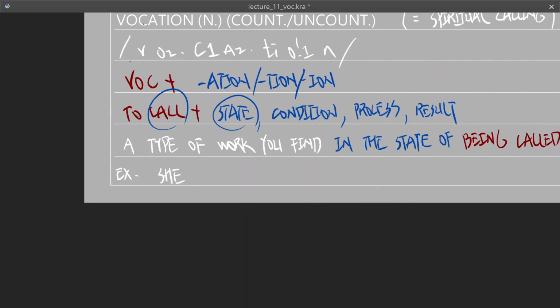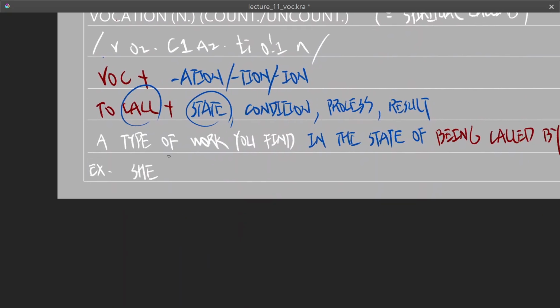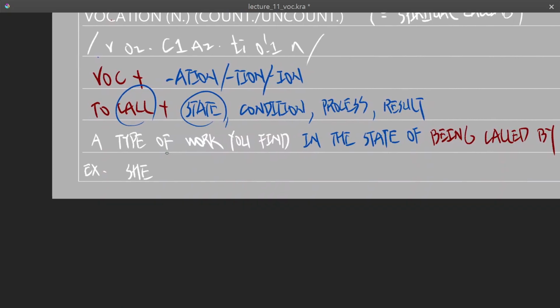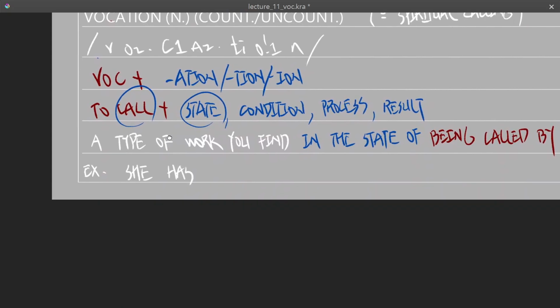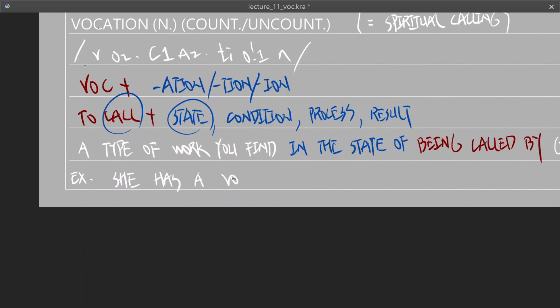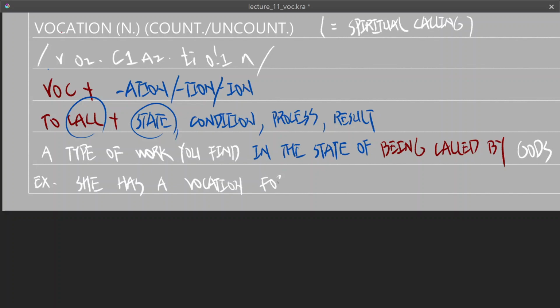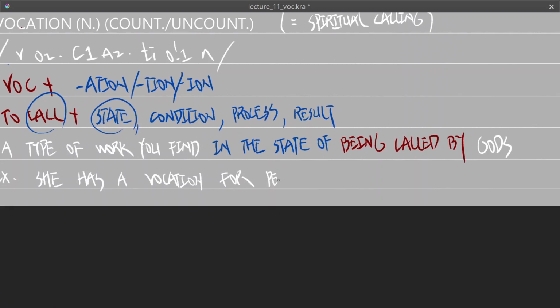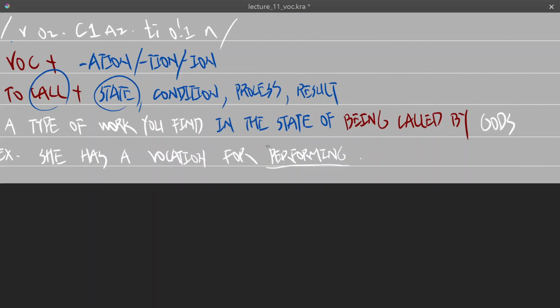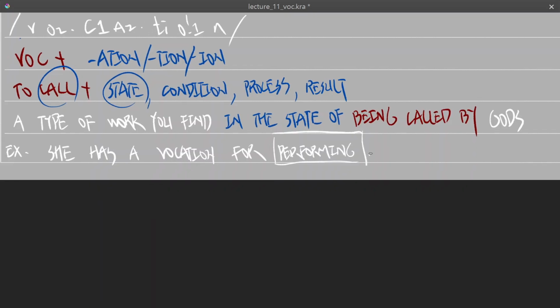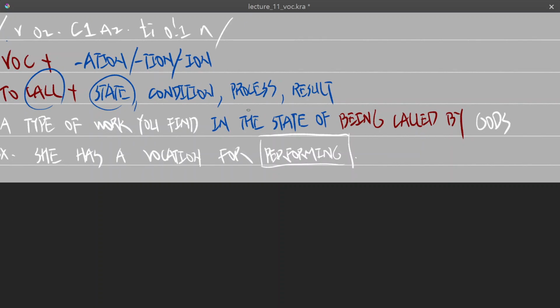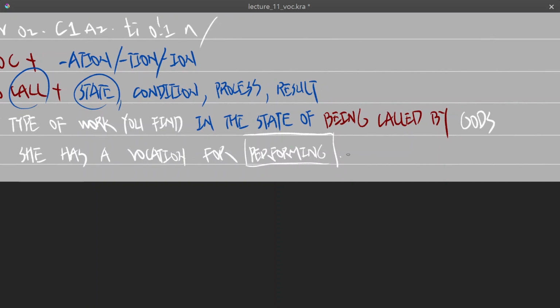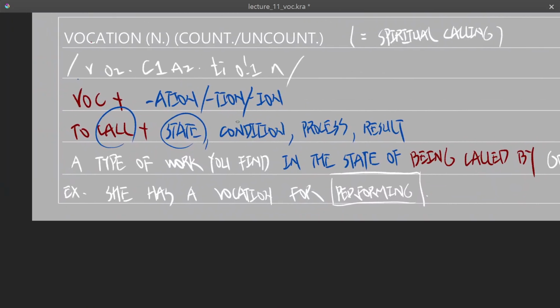Alright, so for example, someone said she has a vocation. She has a vocation for performing. You can replace it with any job role you like, for example, teaching or programming, etc. Alright, next.